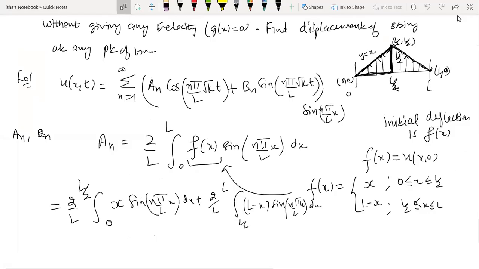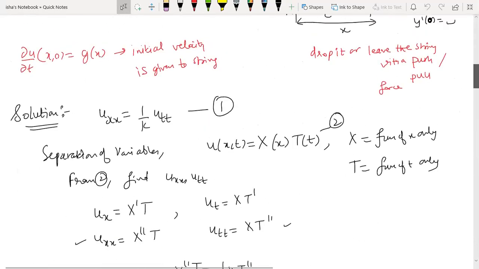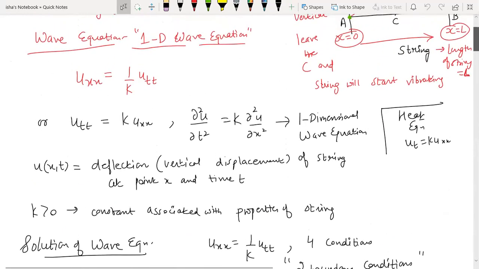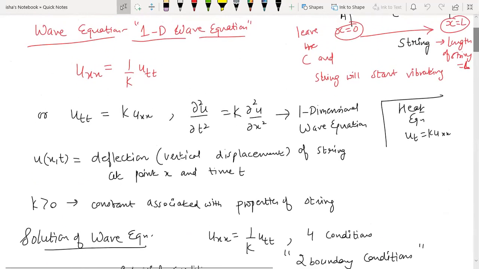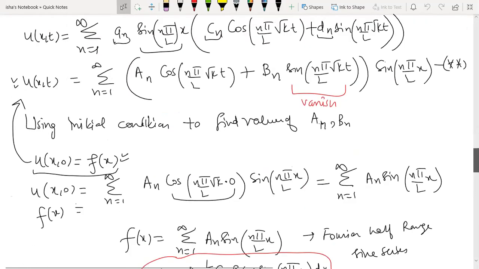Okay, so this was where we were yesterday. We derived the wave solution of the wave equation. This was basically the wave equation we had: Uxx is 1 by k times Utt, where u denotes the vertical displacement, the deflection of the string at any point x at time t. k is a positive constant, and then we derived its solution using the method of separation of variables.